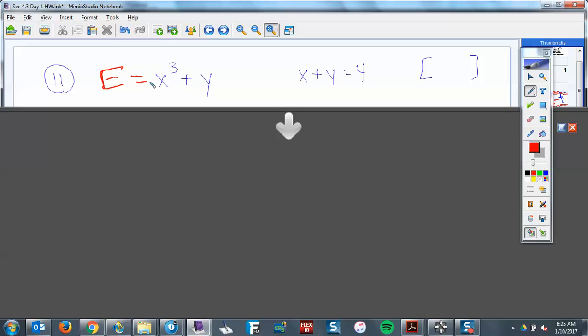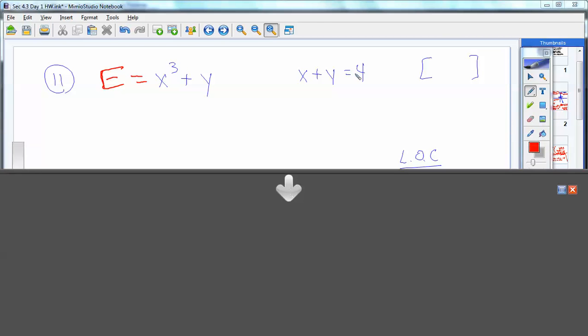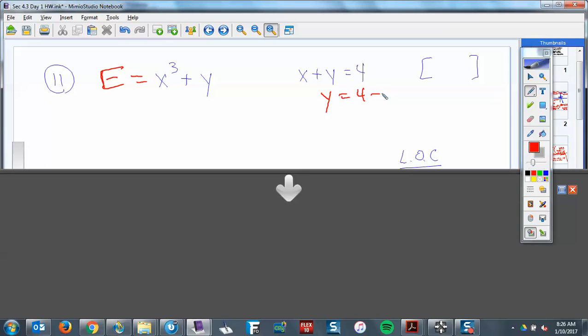So in other words, they've got this expression, x cubed plus y. They want you to find the minimum value. So step one, what is it you're trying to minimize? This expression. Step two, write an equation for that thing. So we've got E equals x cubed plus y. Step three, get it in terms of one variable. So you get y equals 4 minus x. You're going to substitute that into there. So now we get E equals x cubed plus 4 minus x.